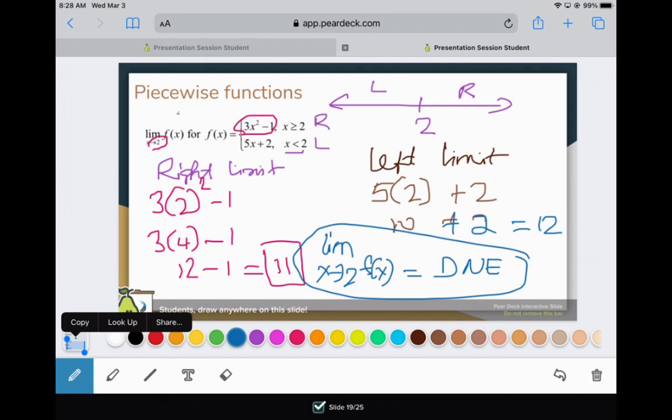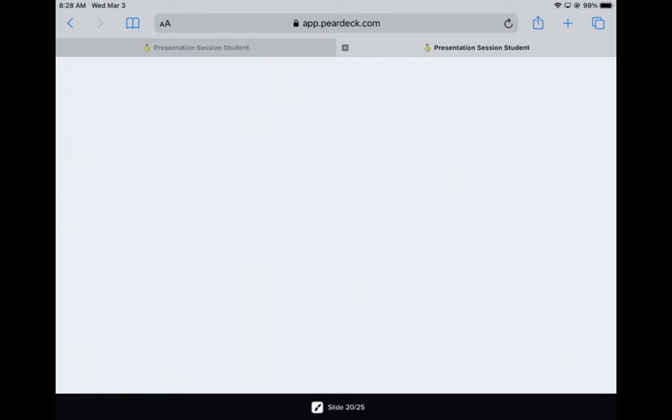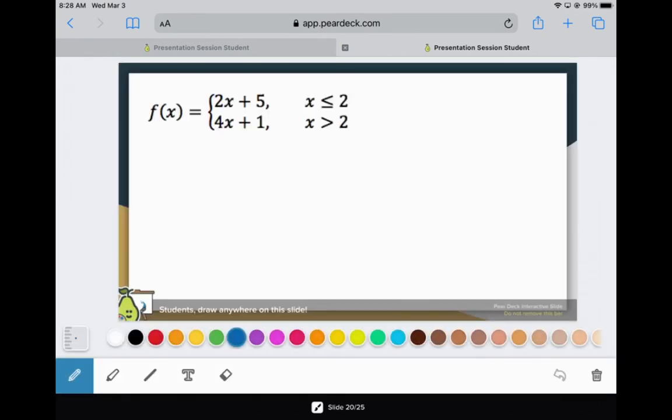So for this one, the only thing you have to tell me is which one is the left limit and which one is the right limit. That is the one thing that may give you trouble. If I look over here, I'm going to draw my number line, 2, right? This one is less than 2, so be very careful. This is less than 2, so this is the left limit. The second equation is greater than 2, so it's up here, so this is the right limit.